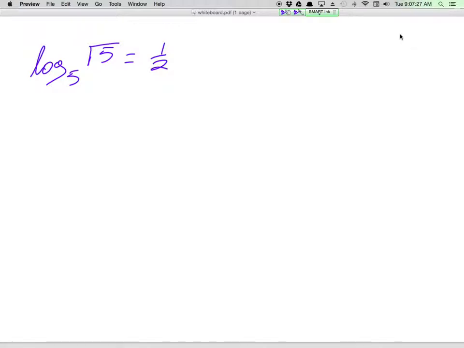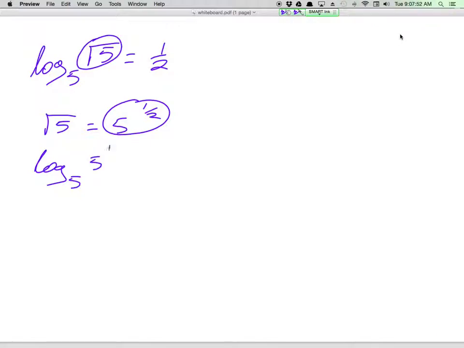Why is it 1/2? Explain that a little bit better. 5 to the 1/2 is going to be the square root of 5. Okay, so what we need to realize is the square root of 5 is the same thing as 5 to the 1/2 power, correct? So if I replace this with that, I have log base 5 of 5 to the 1/2. One of our properties said anytime these two are the same, what do I equal? a. Whatever the exponent is, so I get a 1/2. Okay, so that's what's going on in that problem.